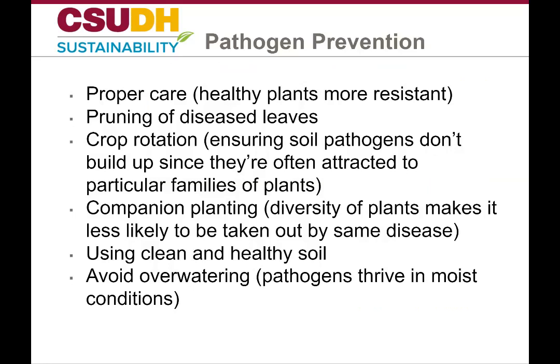So in terms of preventing pathogens, which is really the most effective form of management, first of all is proper care. Healthy plants in general are just more resistant to pathogens. So keeping them healthy also helps prevent a lot of these pathogens from cropping up. Another thing you can do is making sure you're pruning any diseased leaf that's come out. In a lot of cases, pathogens will continue to spread unless stopped. So if you find a diseased leaf, try to prune that off and make sure it's separated away from your plant so it doesn't spread.